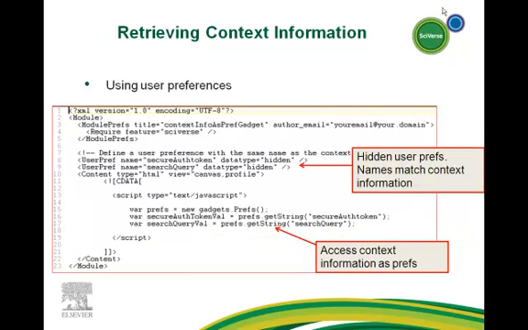Context information can also be retrieved using user preferences. Hidden user preferences must be defined with names that match the context information available. This slide shows how to define those user preferences. Preferences can be accessed using the gadgets.prefs, as shown on line 15.